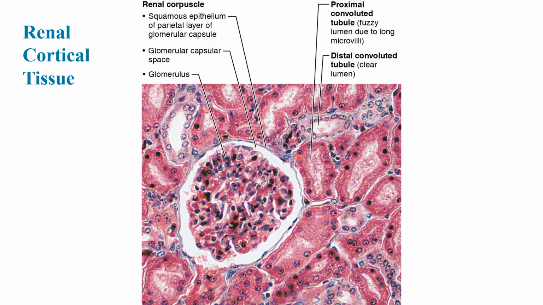Now this is a proximal convoluted tubule, because we know in the cortex we will find the renal corpuscle, which consists of the glomerulus and the capsule, and we will find proximal convoluted tubule and distal convoluted tubule. So why are we saying this is proximal convoluted tubule? Because the lumen is fuzzy due to the microvilli. And then this clear one is the distal convoluted tubule, because the microvilli are not there and we can see the lumen.